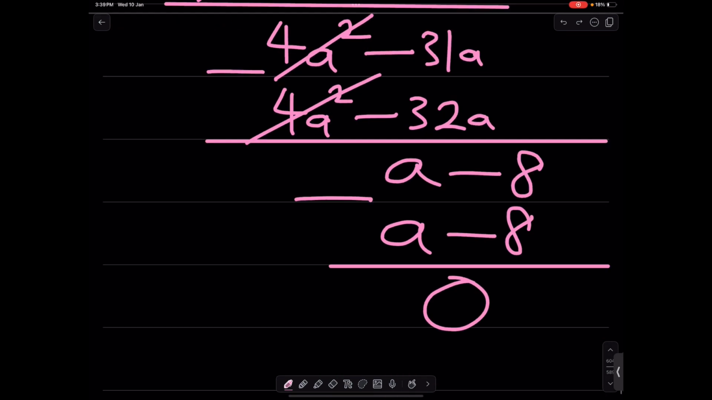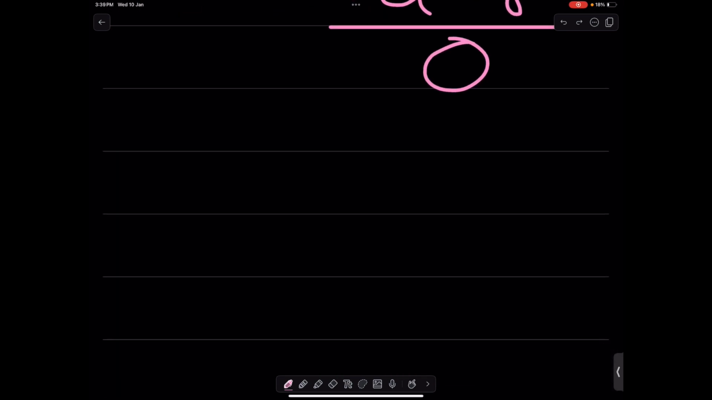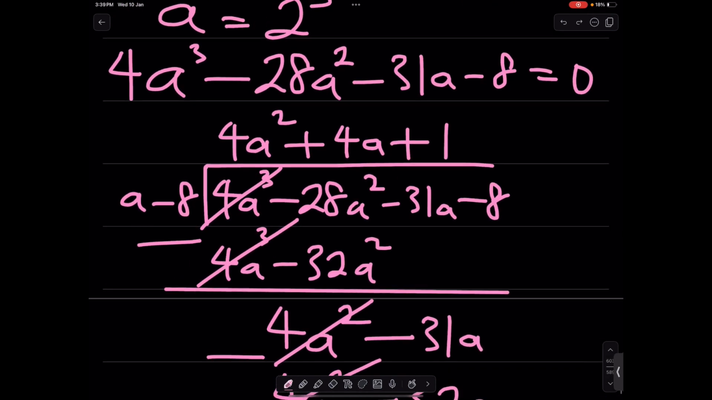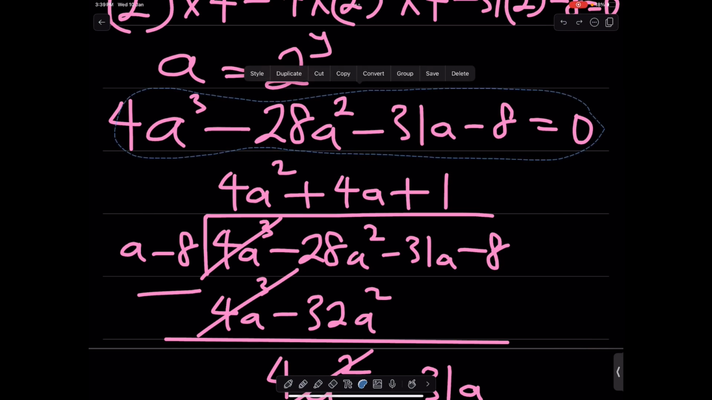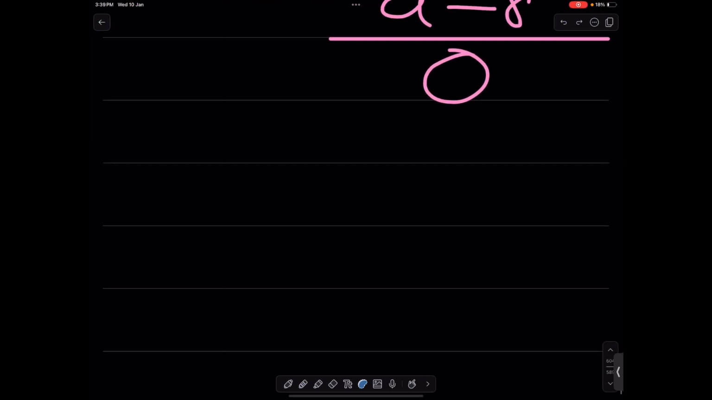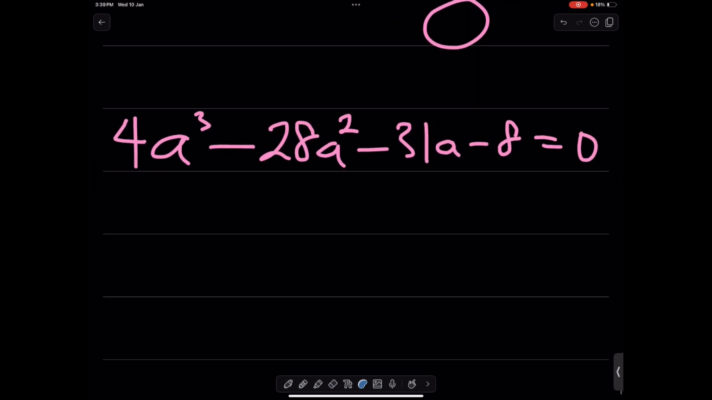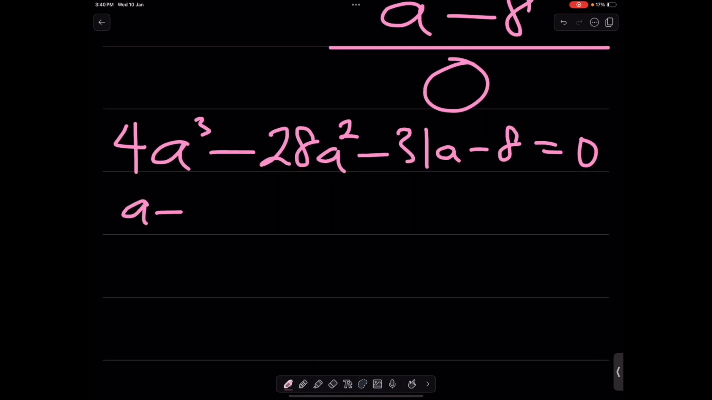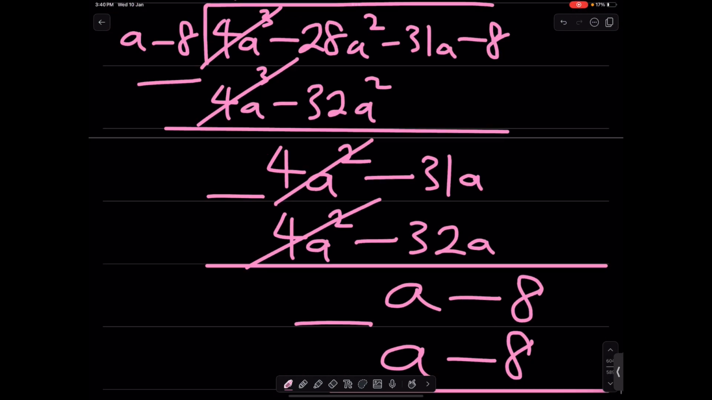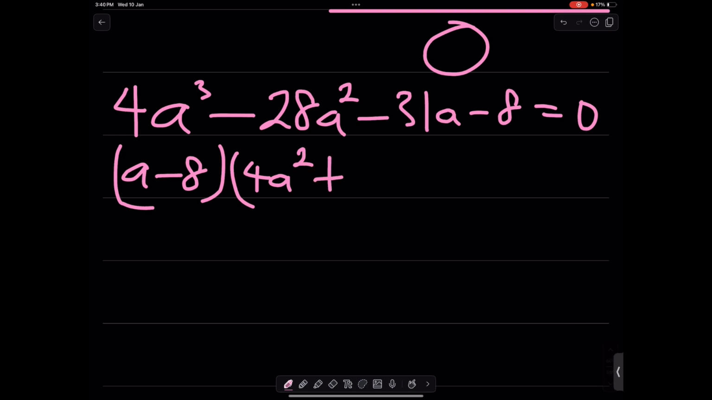So that therefore means, let me check the original equation, 4a cubed minus 28a squared minus 31a minus 8. That means the left hand side of the equation is the same as a minus 8 into bracket 4a squared plus 4a plus 1 equals 0.